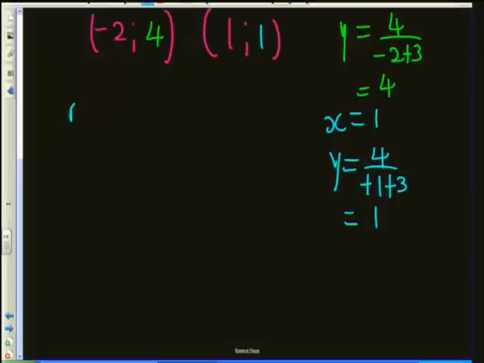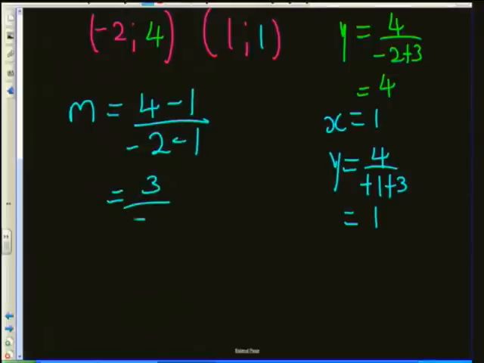So it means that my average gradient is going to be the difference in the y, so it's 4 minus 1 over negative 2 minus 1. So that's going to be 3 over negative 3, and my answer is negative 1. That is the average gradient of g between those 2 points.